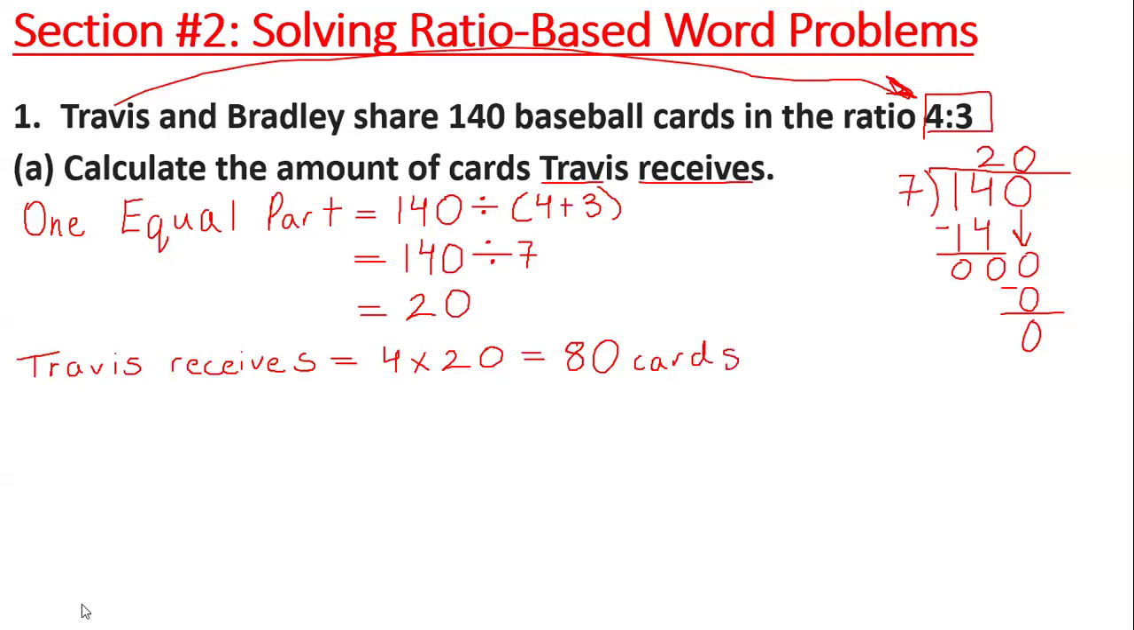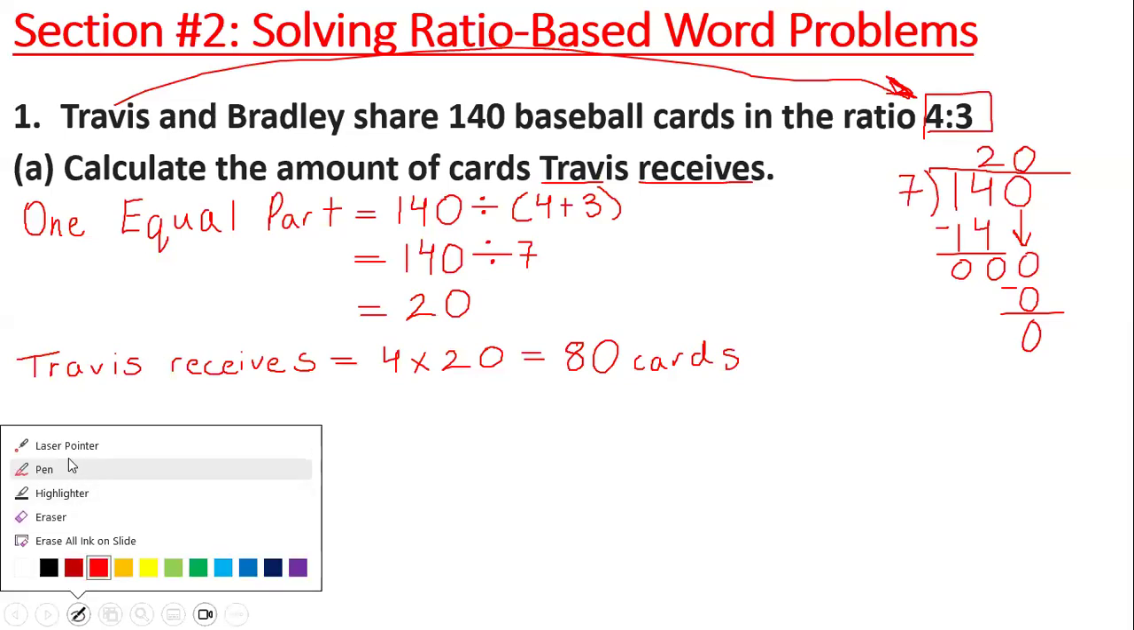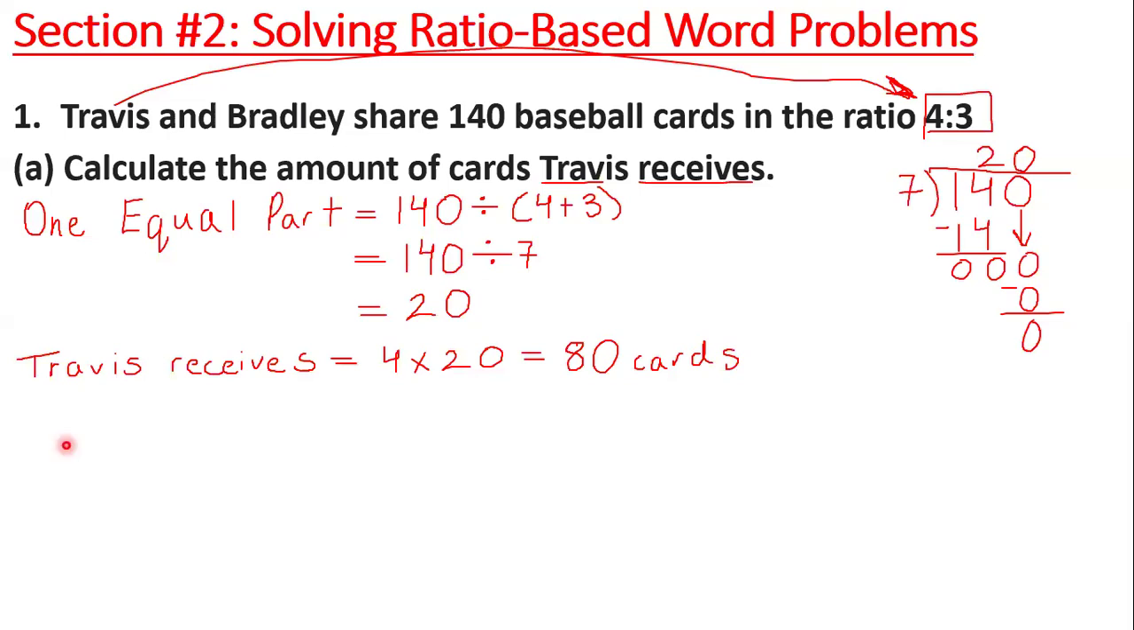Quick recap. What did we do? The first thing we did was define what one equal part is. We know that one equal part is going to be 140 divided by the sum of the ratio.